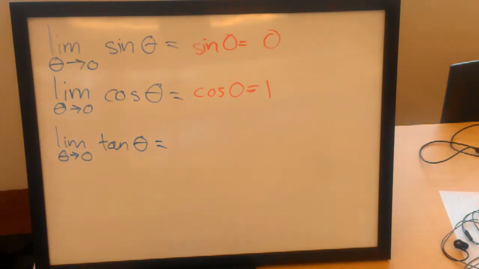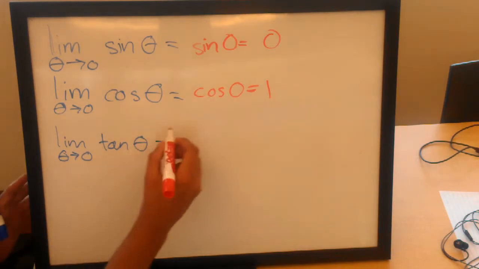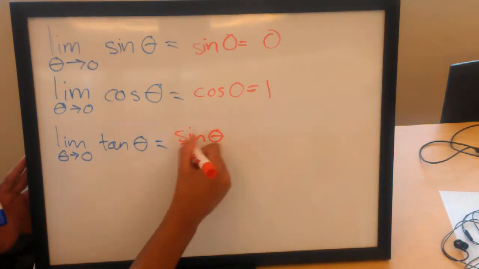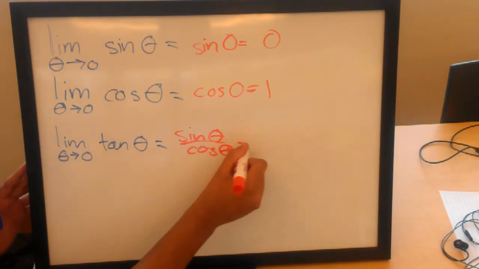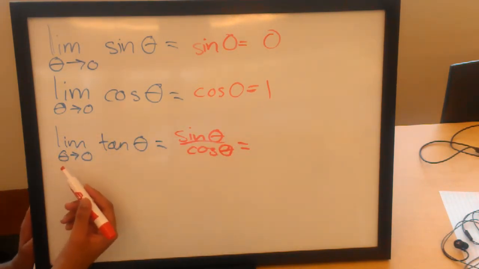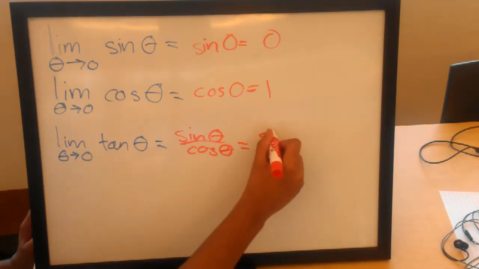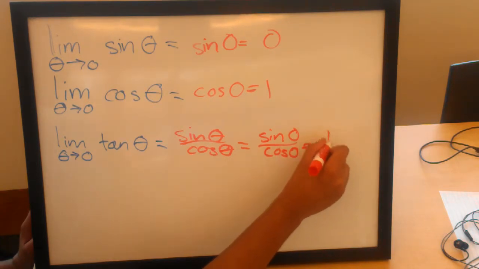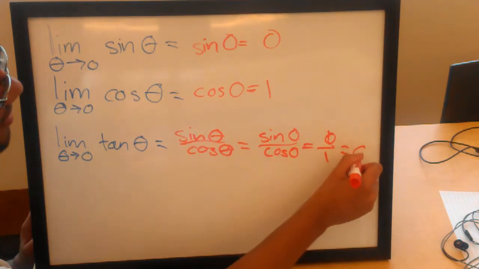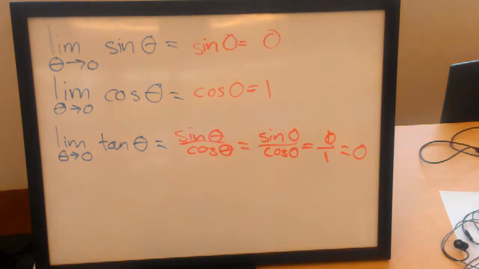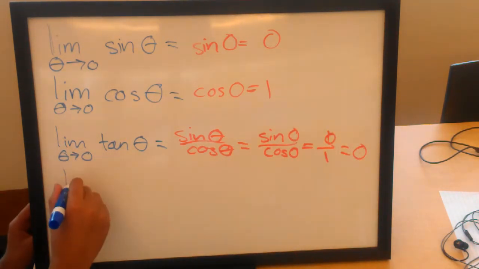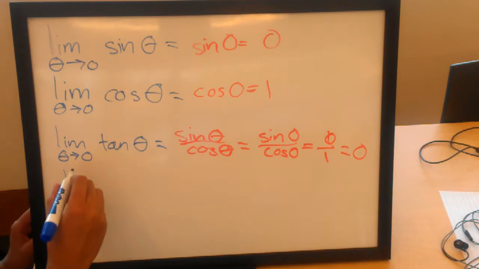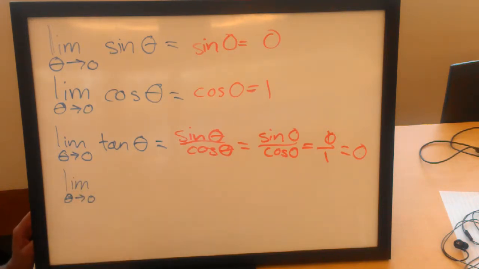How about the limit as theta approaches 0 of tan theta? Yeah, and so tan theta is the same as sine theta over cosine theta. And when we evaluate this limit, first we see if we can plug in 0 for theta. If we do that, sine 0 over cosine 0 equals 0 over 1, which is 0. Okay, questions, anyone?